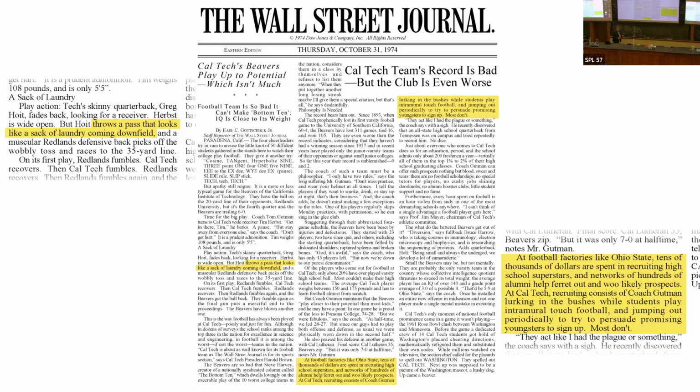The other thing that rang true was that at football factories like Ohio State, tens of thousands of dollars were spent recruiting high school superstars, and networks of hundreds of alumni helped ferret out and woo likely prospects. At Caltech, recruiting consists of Coach Gutman lurking in the bushes while students play intramural touch football and jumping out periodically to try to persuade promising youngsters to sign up.